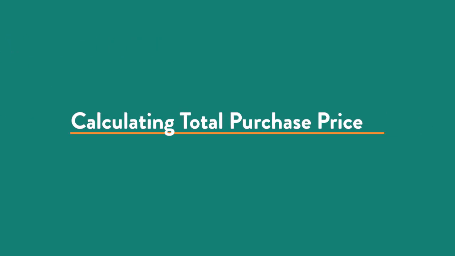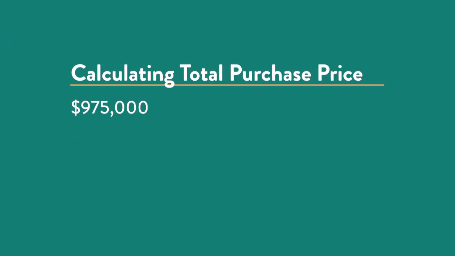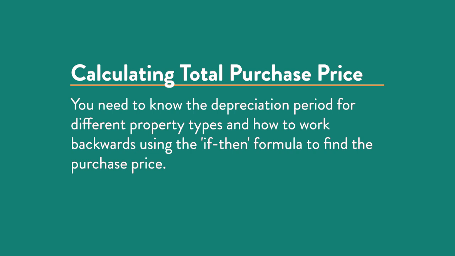To find the total purchase price, we take the $975,000 and divide it by 0.8, or 80%. This gives us a total purchase price of $1,218,750. This example shows how different concepts can be combined in application-oriented questions. You need to know the depreciation period for different property types and how to work backwards using the if-then formula to find the purchase price.